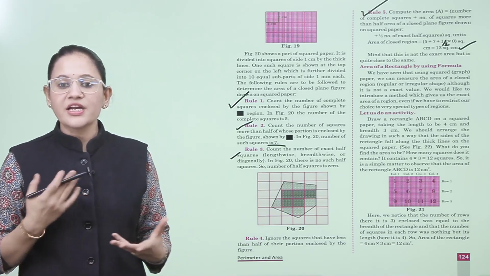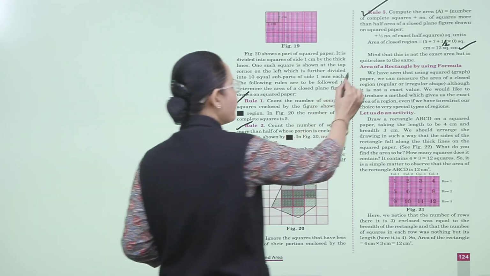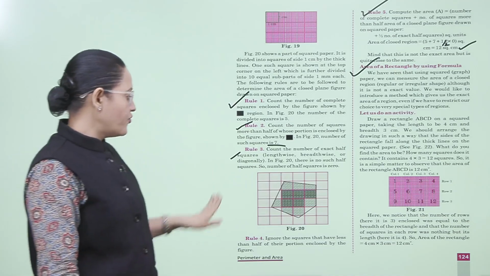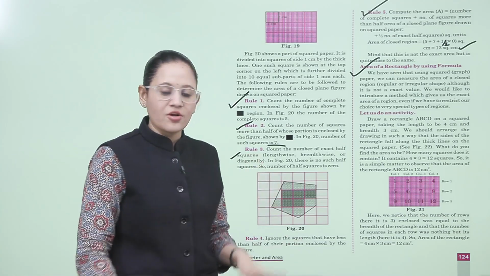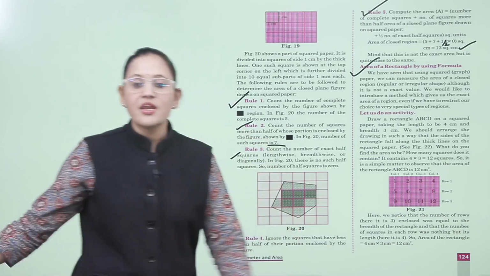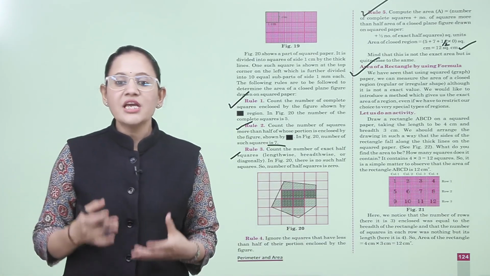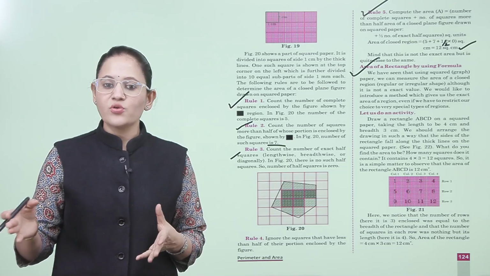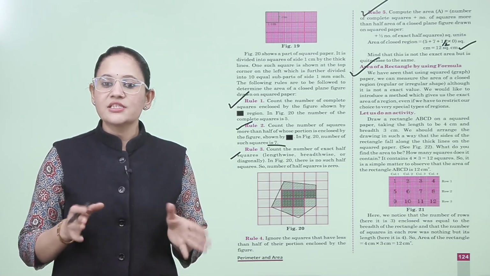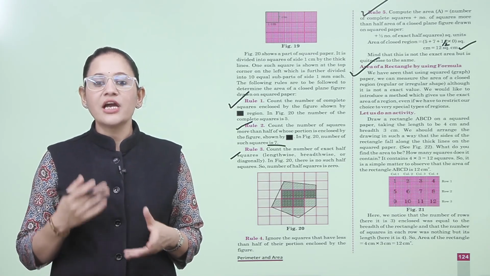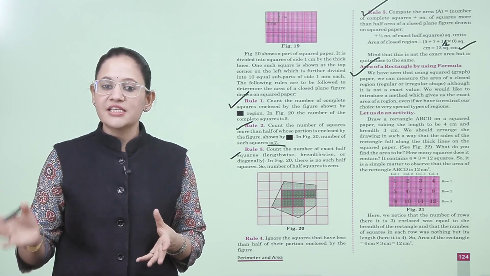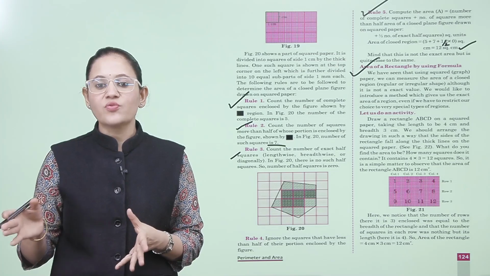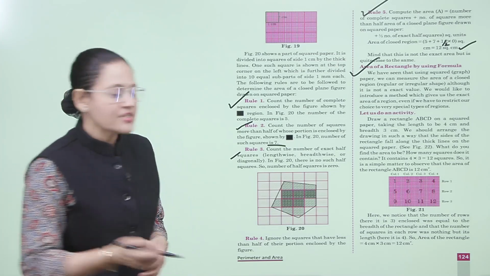Now, area of a rectangle by using a formula. So that was the way to find the area of an irregular figure like the one given here. Now we'll use the formula. We have seen that using square paper we can measure the area of a closed region. Although it is not the exact value, we would like to introduce the method which gives the exact area of a region, even if we have to restrict our choice to a very special type of region. Let us do an activity.